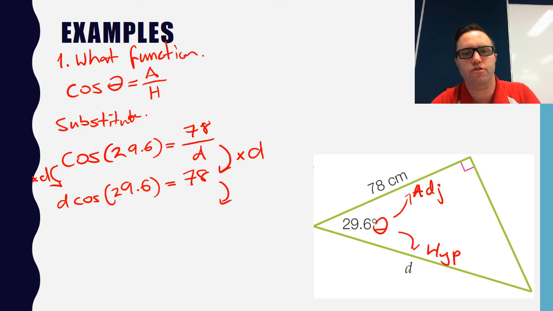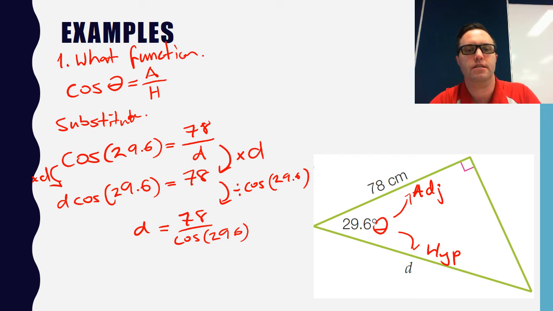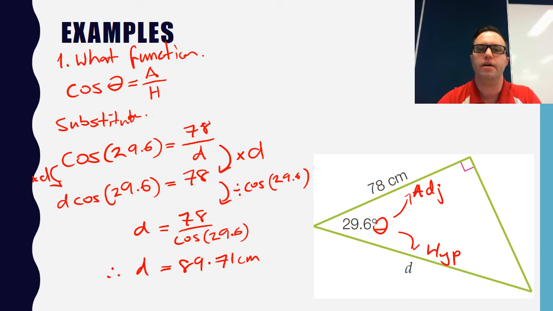Then I'm going to divide by the cosine of 29.6, and that leaves me with d being equal to 78 over cosine of 29.6. And finally, you will find that therefore d is equal to 89.71 centimeters. Okay, seem reasonable? Yep, it's larger than this one here, only by a little bit because it's a small angle, so yep, kind of makes sense. So you might be looking at that and thinking, oh mate, that's a lot of algebra.